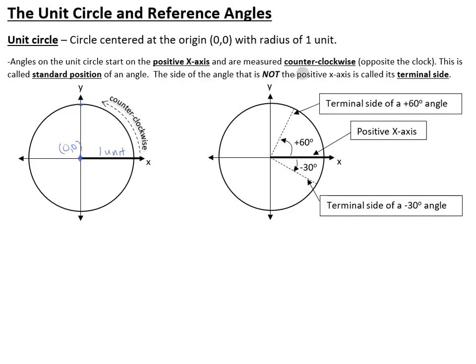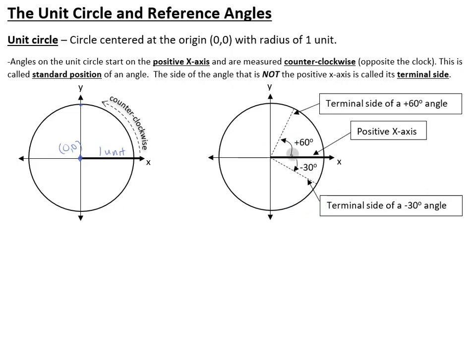The side of the angle that is not on the positive x-axis, so if I measured a, say, positive 60-degree angle, and we went out here, these would be the two sides of my angle. The side that's not on the positive x-axis is called the terminal side, right? So here's a terminal side of a positive 60-degree angle. If we went to, say, 120 degrees, we might be somewhere over here. So that'd be like a 120-degree angle. 180 would be all the way to the other side, right? That'd be a straight line, etc.